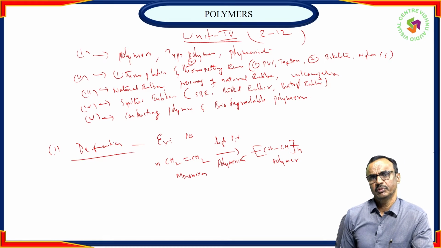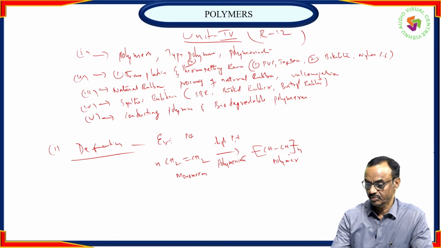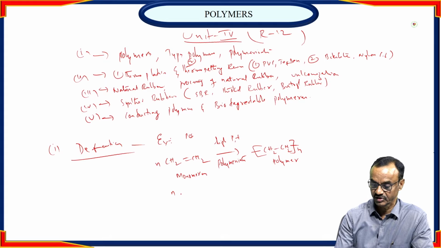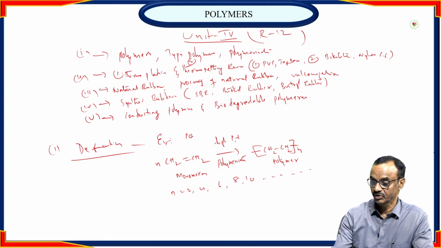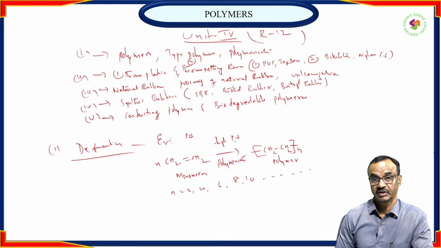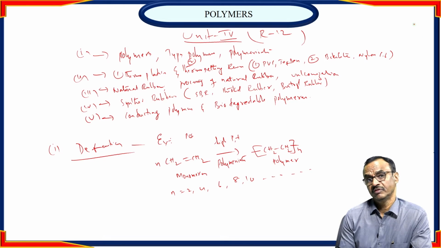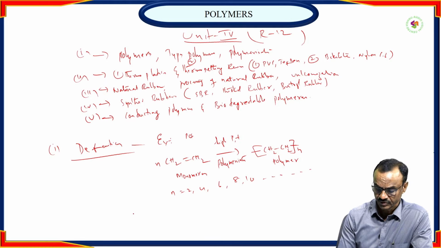So keeping this simple example, we can define in our own words. And repeated units in the polymeric chain: N represents the repeated units, maybe 2, 4, 6, 8, 10, 100, 200, 2000, 3000, like this. The repeated units in a polymeric chain are called degree of polymerization. Degree of polymerization. Then functionality.